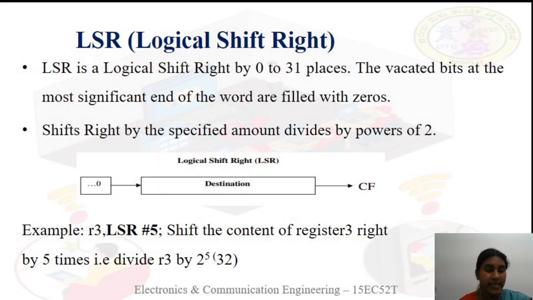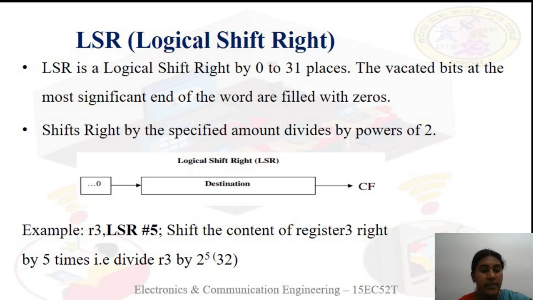Okay, next will be the LSR, logical shift right. What do you mean by logical shift right? The logical shift right is nothing but shifting to the right 0 to 31 places. So logical, I already told, means the vacated place. Here the vacated place is nothing but bit 31, that is filled with 0, and bit 0 is moved to the carry flag. LSR is doing the operation like dividing the content of the register by 2 to the power of the amount specified.